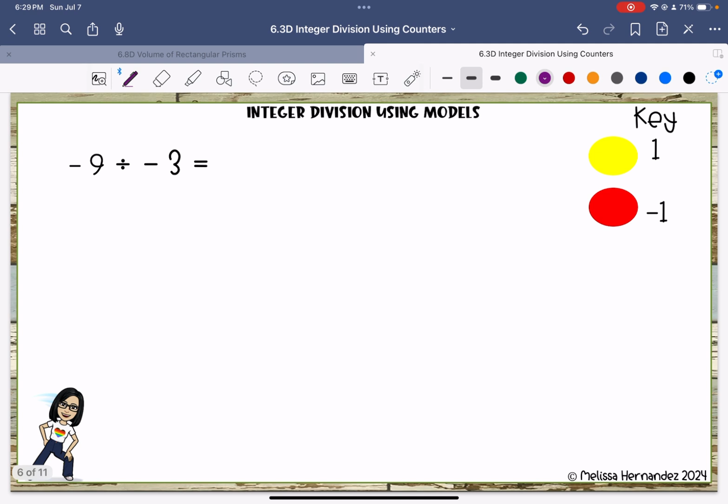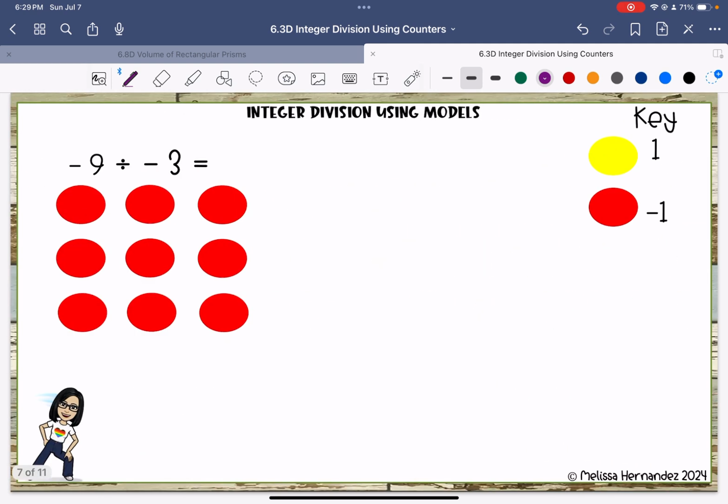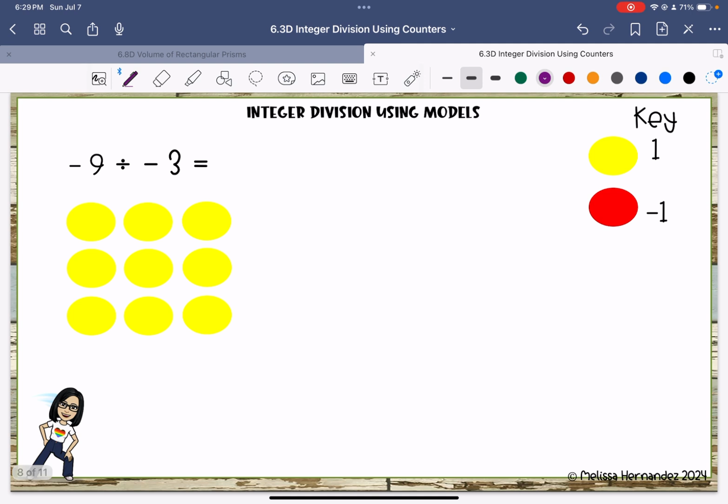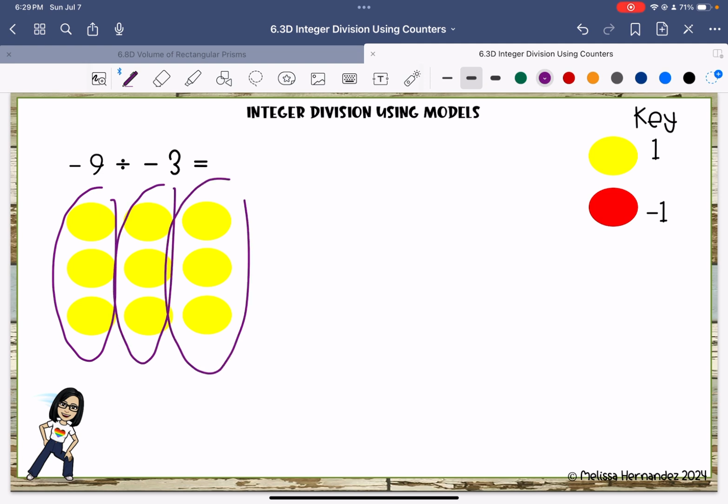This one's definitely the most challenging. You have 9 negatives that you're going to start with, but we're going to split it into opposite groups of -3. What does that mean? When I say opposite groups, we're going to flip all the counters to the other side. So instead of facing up to the red, we're going to face yellow. So I'm going to split into 3 groups, and each group has 3 positives.